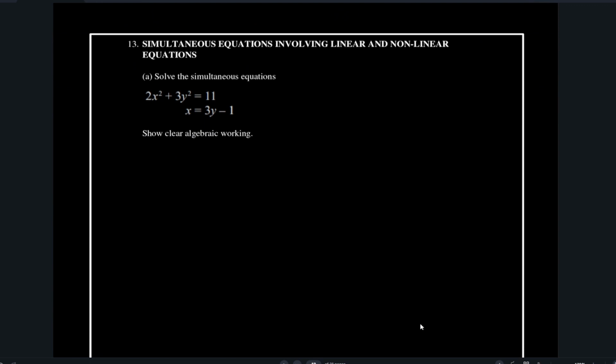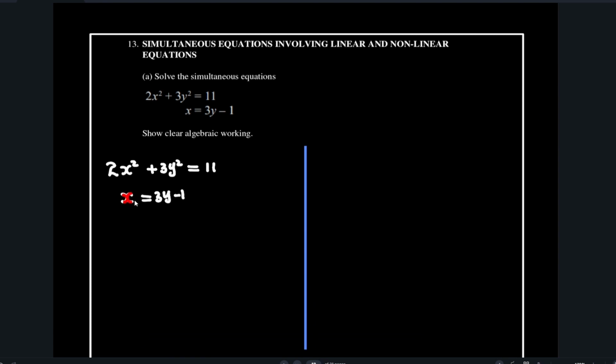Moving to simultaneous equations involving linear and nonlinear equations. This is another question that is very common in exams. So we are going to use substitution. We are going to substitute what we have in equation 2 into the equation above, then we shall be able to work out one of the unknowns.